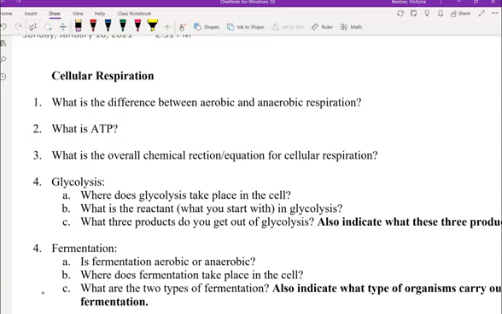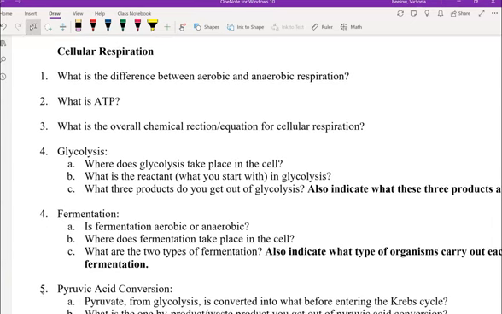ATP, remember that stands for adenosine triphosphate. This is the type of energy that our body uses to do things. It's like the usable form of energy in our bodies.